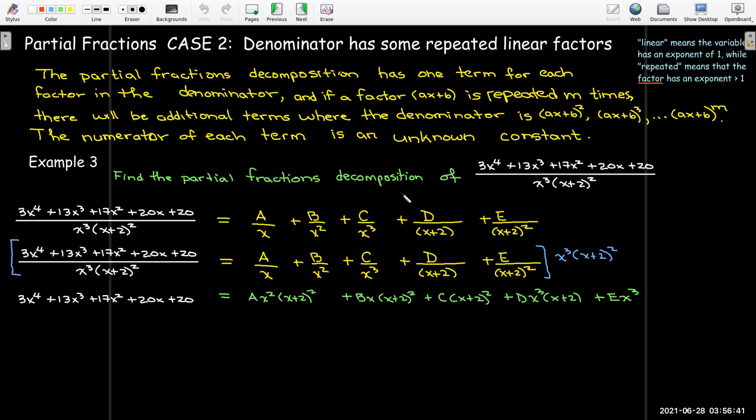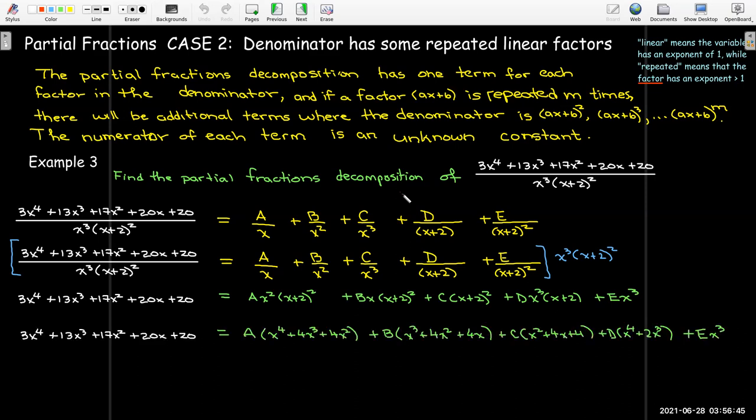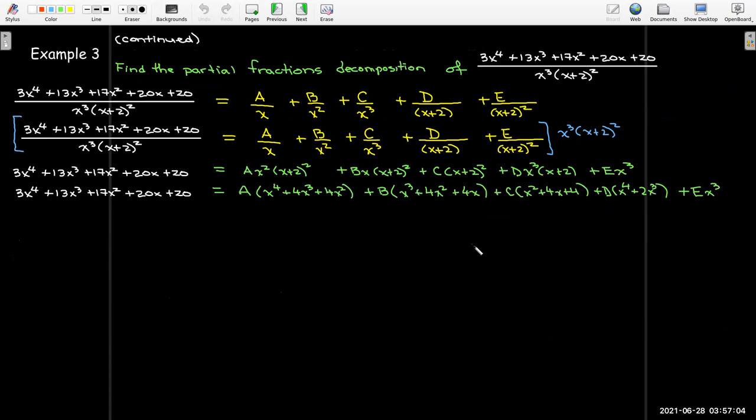And then I can go about this in several different ways. I could go ahead and expand these, which is what I did. I expanded on the right-hand side all of those polynomials. And I'm not going to explicitly collect terms on the different powers of x like I did in the previous example.